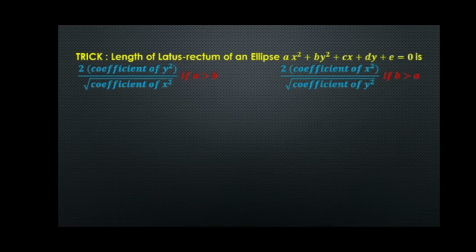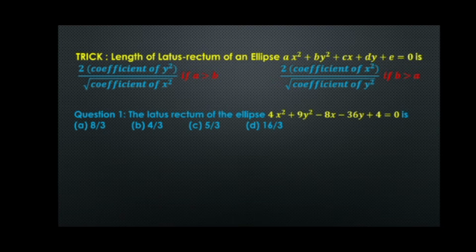Length of latus rectum of an ellipse ax square plus by square plus cx plus dy plus e equal to 0 is 2 into coefficient of y square divided by square root of coefficient of x square if a is greater than b, and 2 into coefficient of x square divided by square root of coefficient of y square if b is greater than a.